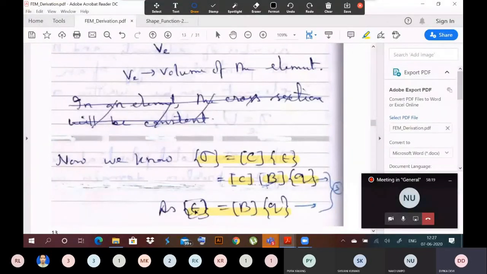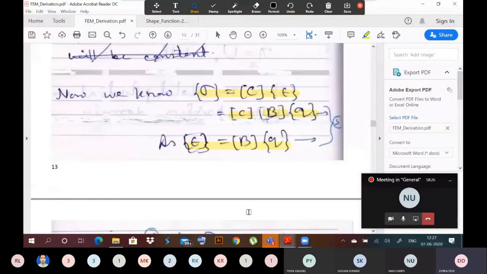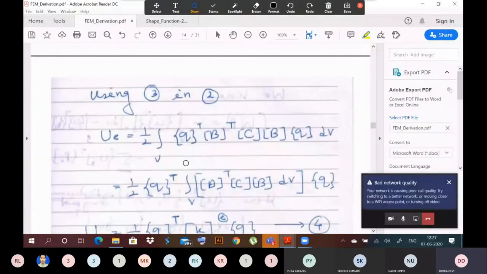So putting these values in the expression of U, we will get UE is equal to half integration over volume of the element. This is my value of epsilon transpose. Epsilon transpose is equal to Q transpose B transpose. Then this is the value of sigma. Sigma is equal to C into epsilon, and epsilon is equal to B into Q, into dV.